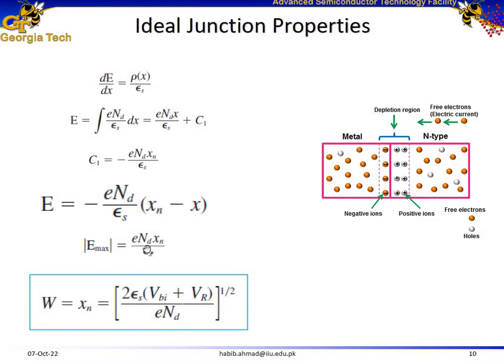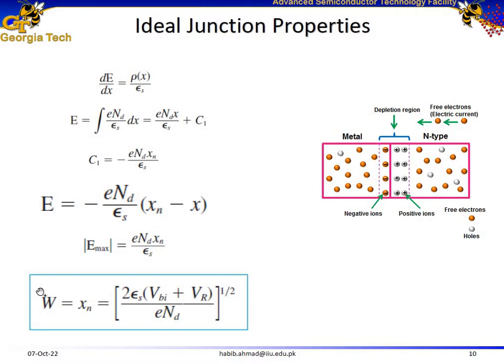So our Emax is equal to q Nd Xn divided by permittivity. Nd is the doping of the semiconductor, Xn is the depletion width on the N side, or basically on the semiconductor side, because most of the depletion width would be accommodated on the semiconductor side. And then here is a formula.